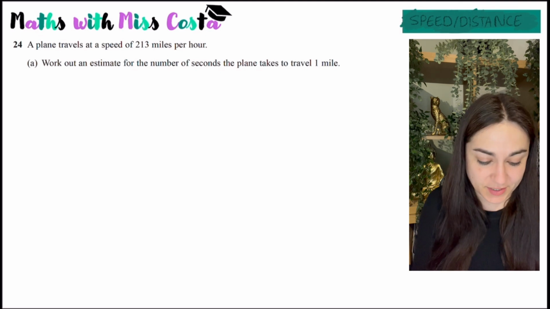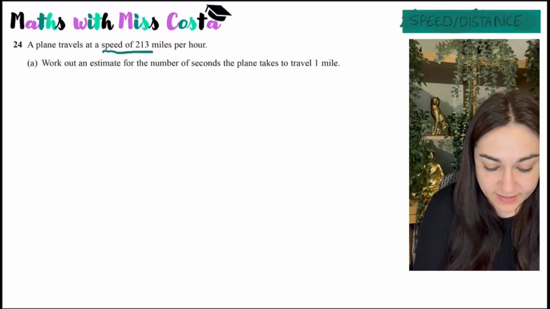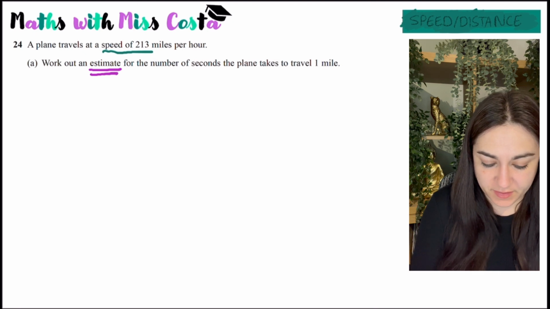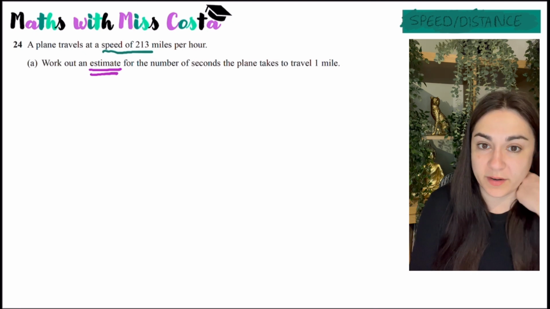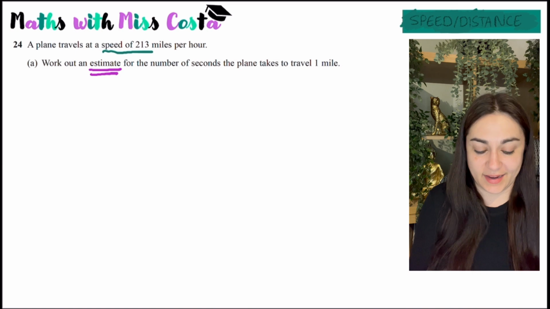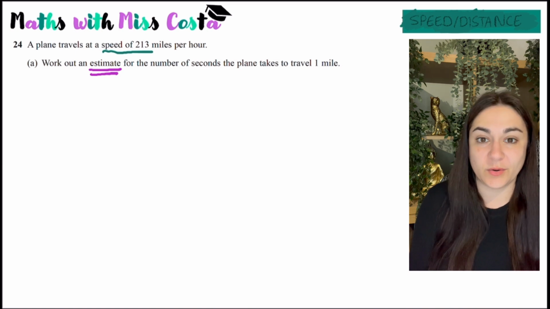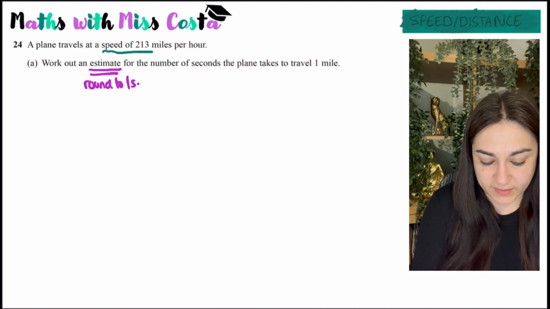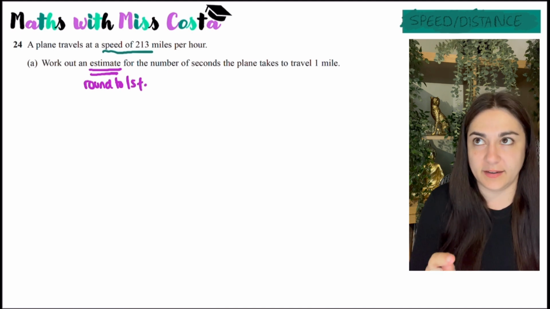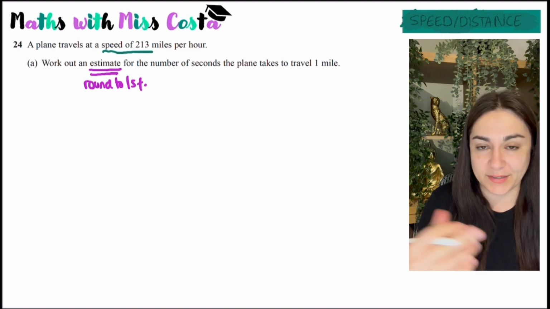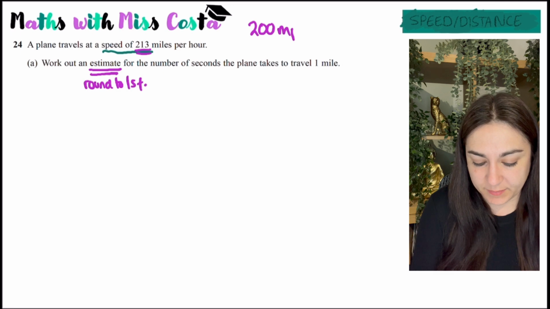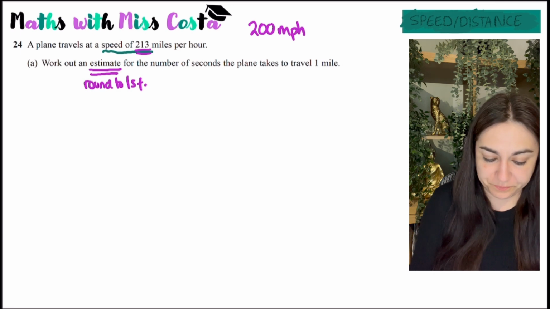Okay, so in this question, I'm told that a plane travels at a speed of 213 miles per hour, and I need to work out an estimate for the number of seconds a plane takes to travel 1 mile. The really important thing here is, first of all, that we're being told to estimate. When you're estimating, you generally round to one significant figure, unless it would make your calculation a lot easier if you rounded it to something else. So the speed is the only piece of information we've been given, so that's what we're going to round. So the speed is going to become 200 miles per hour.